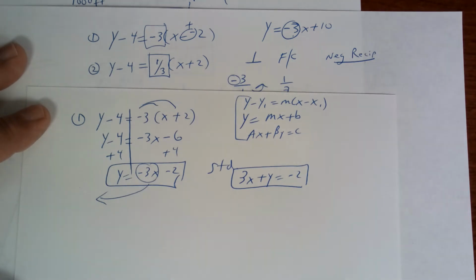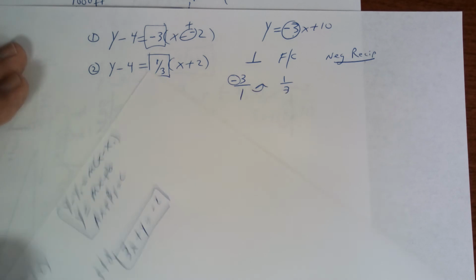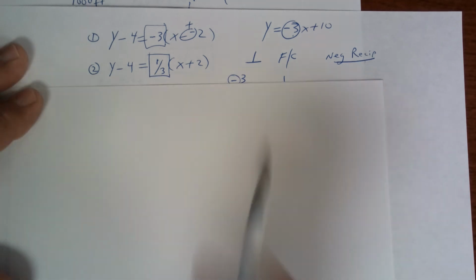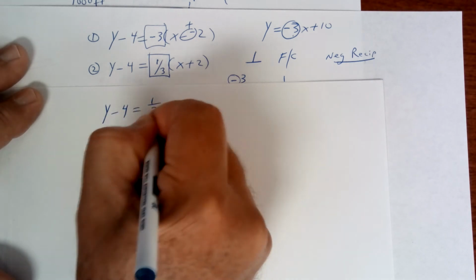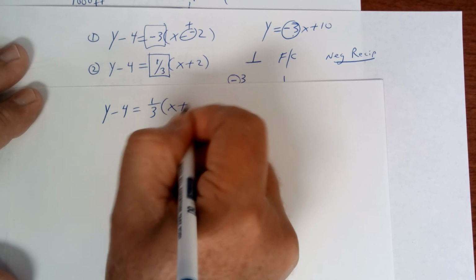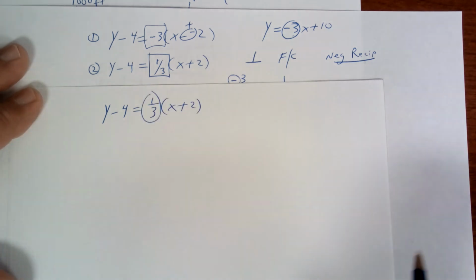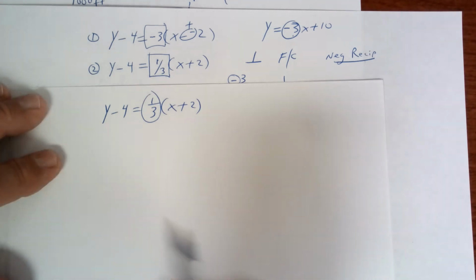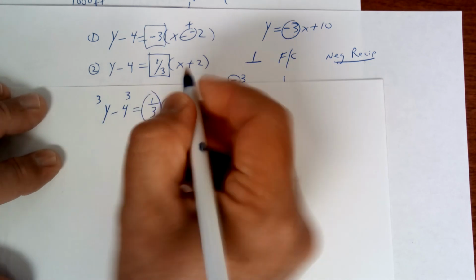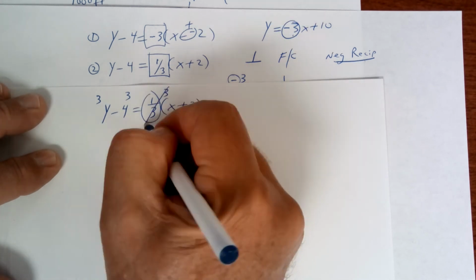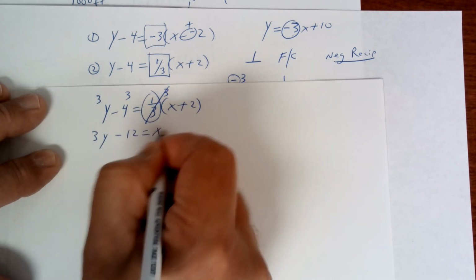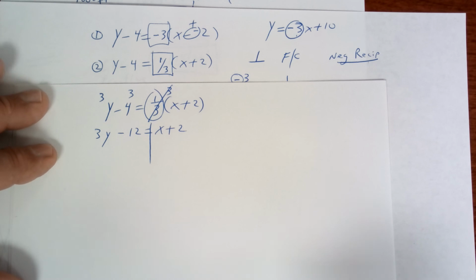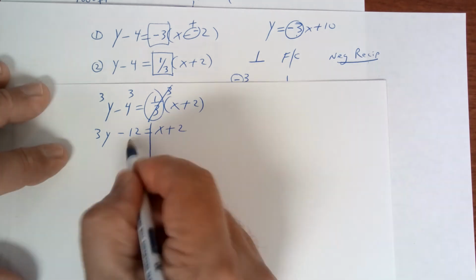Now, what I want you to do is to take this one. Now this one's a little tricky here because of that fraction. And the best way to do this is to multiply everything by 3. And when you multiply by 3, this cancels. So you're going to get 3y minus 12 is equal to x plus 2. Trust me, this is the easiest way. So to get y by itself, you're going to move this over here and get a plus 12.